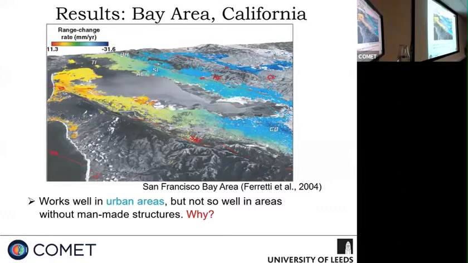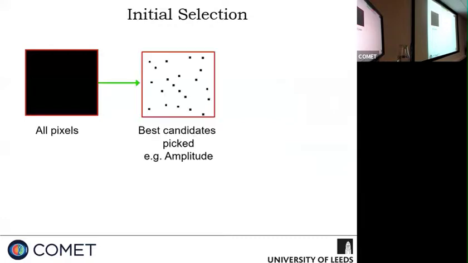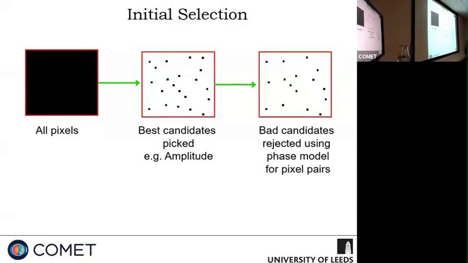What this method, the temporal model persistent scatterer, is really good at is detecting pixels in urban areas. It's not so good in areas without man-made structures. Why is that? It all has to do with this amplitude selection and the way these networks are made. If you have all the pixels in an image, you do your initial selection based on the amplitude dispersion. For this nice urban area, you get a nice amount of candidates. You reject your bad candidates, but you still have a nice network left.